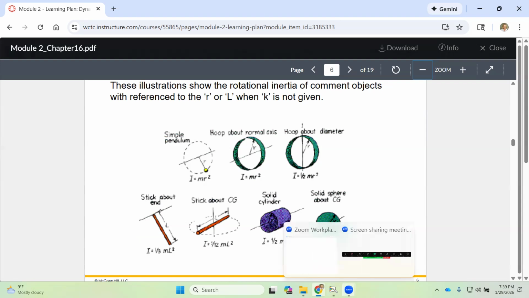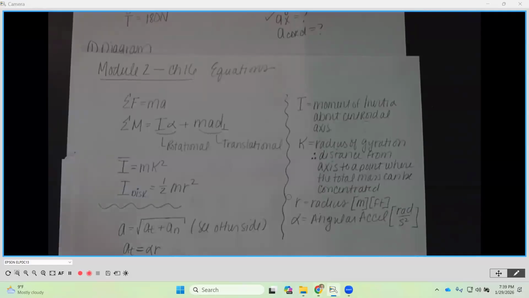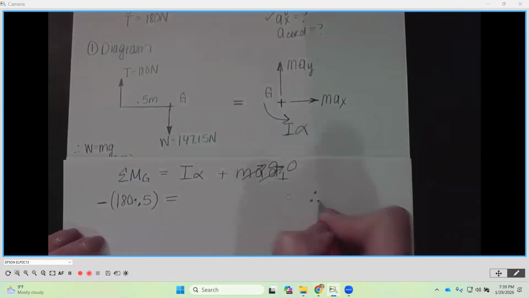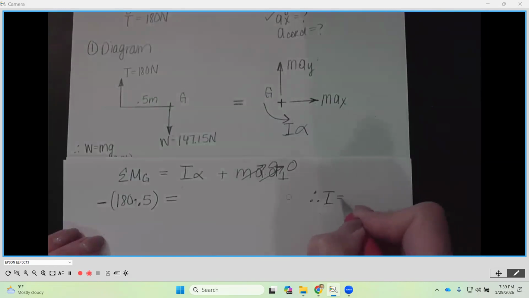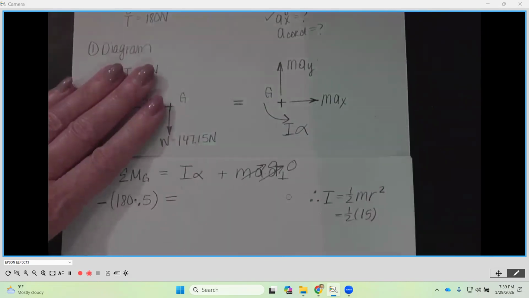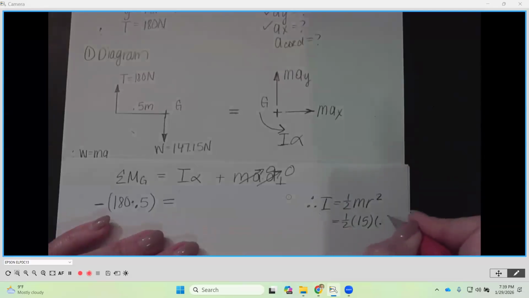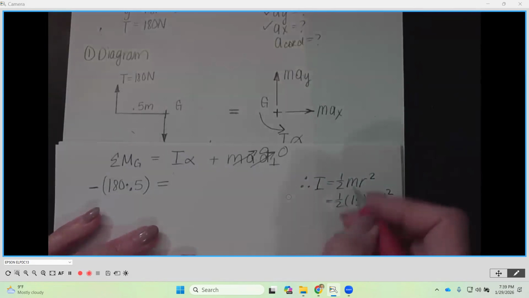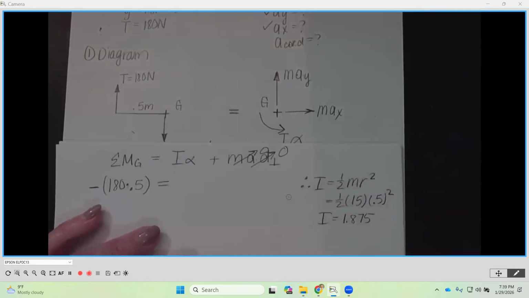Okay, so go back underneath here. So we're using this equation. So over on the side, I'm just going to go over here where I is equal to 1/2 mr squared. So that's going to be 1/2 times 15 kilograms. And that was given to us again in the problem. And then our R is times 0.5, and don't forget to square that value. So our I is going to be 1.875. And that'll be the number we use up here.